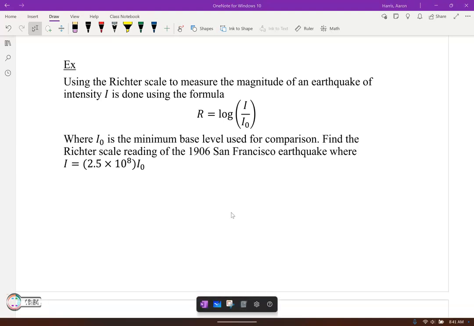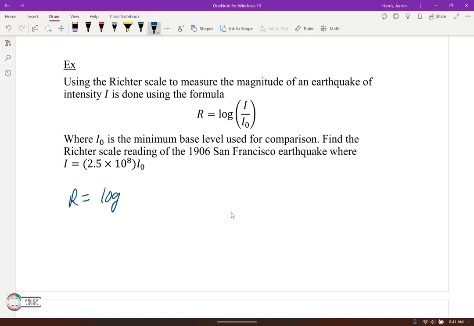All right, let's do an application here. The Richter scale uses a logarithm. Use the Richter scale to measure the magnitude or strength of an earthquake of intensity I with this formula, where I sub 0 is the minimum base level. Find the Richter scale reading of the 1906 San Francisco earthquake where I is 2.5 times 10 to the 8 I sub 0.